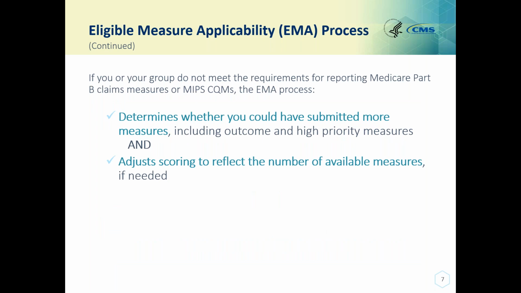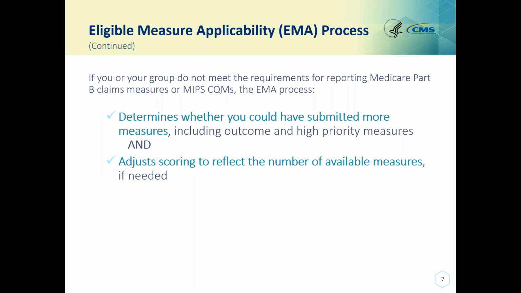If you do not meet the requirements, as just highlighted on slide 6, the EMA process determines whether you could have submitted more measures, including an outcome and high priority measure, and adjusts scoring to reflect the number of measures available as needed. This is a question we used to have early on in the program. Eligible measure applicability is not eligible measure inapplicability. So EMA does not check for what you couldn't have submitted. It checks for what you could have submitted based off what you did submit. So I'll say that again.